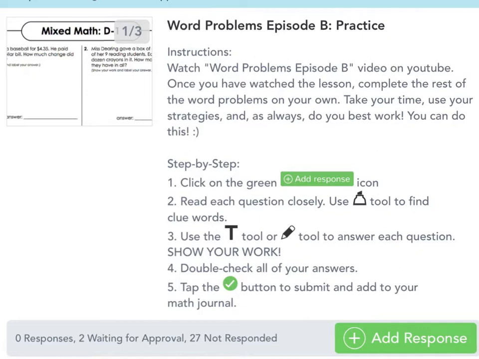Click on the green Add Response icon. Read each question closely. Use the highlighter tool to find clue words. Then use either the text box tool or the drawing tool to answer each question. Make sure you show your work. Double check all of your answers, then tap the check button to submit your work.